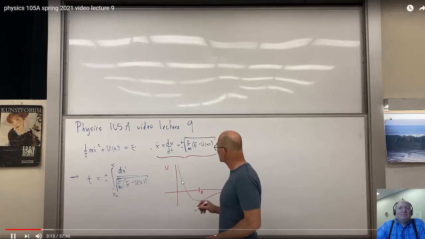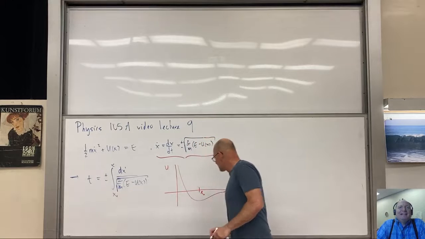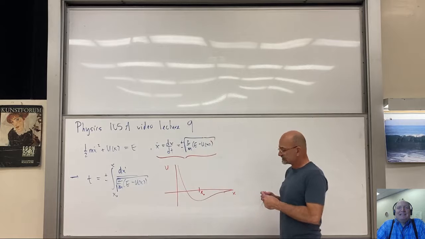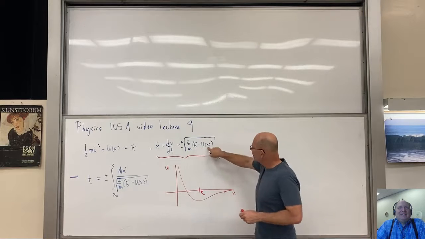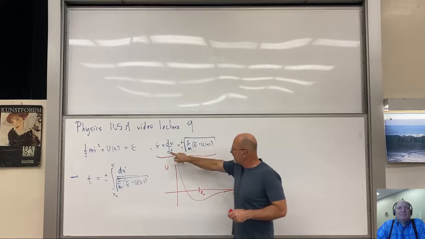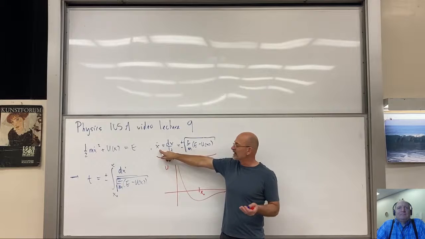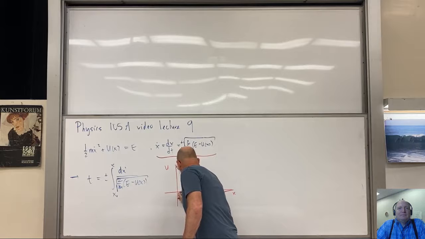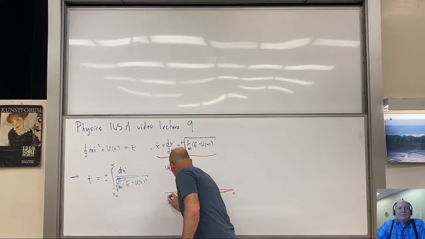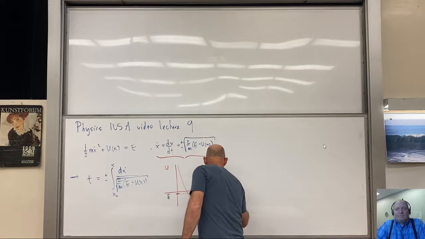I have to call it something. Not to be confused with that x0. So that's my local minimum now. And if my energy is equal to U of x, then this expression is 0, therefore the speed is 0, the velocity is 0. And so let's go ahead and have an energy here, E, and I'll draw the little dotted line across.